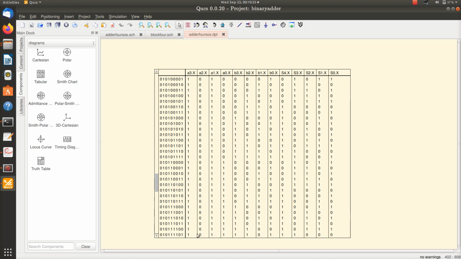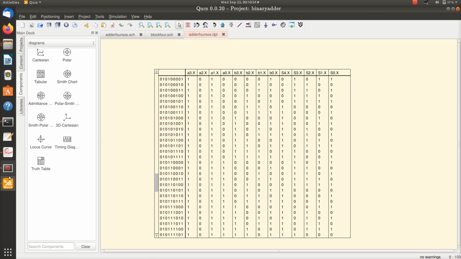Or here I have 1011, that is 11. This is 1101, that is 13. So the result should be 24. 24 is nothing but 1100 is 12, 11000 is 24. So you can build such circuits, and you can verify them to your heart's content.